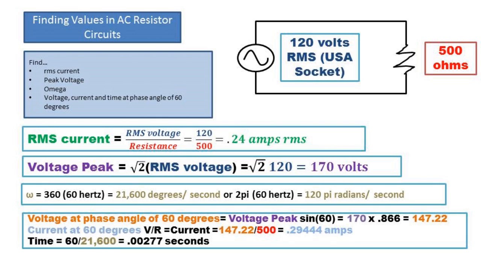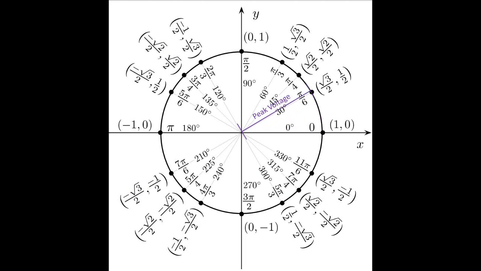So now we need to find the voltage at a phase angle of 60 degrees. We can do this by multiplying the voltage peak times the sine of 60 degrees. So when you're completing one of these problems, you can think of the voltage peak as a radius or the hypotenuse of a triangle. So really what you're doing is taking the sine times the hypotenuse to get what your voltage is at a given point in time or at a given degree.